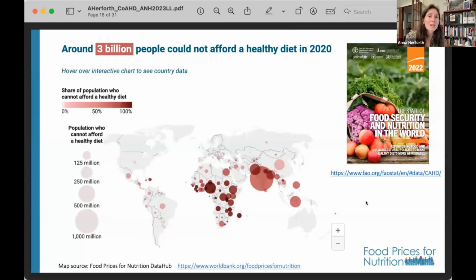And then when we use that income standard and expenditures to calculate affordability, we find this headline number that around 3 billion people in the world could not afford a healthy diet in 2020. And we see the majority of people unable to afford healthy diets are in South Asia and Sub-Saharan Africa, with some substantial pockets in other regions.